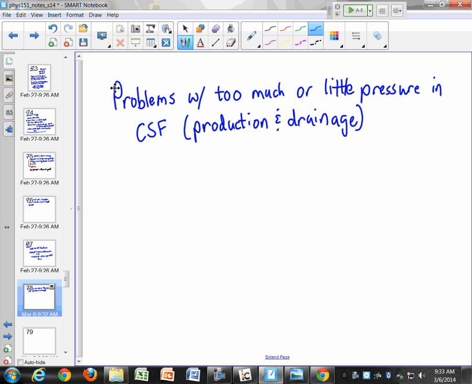So we have a couple different things. You can have an abnormal accumulation of CSF, so you can have too much. And this is called hydrocephalus. So this is too much. You can also have too little.